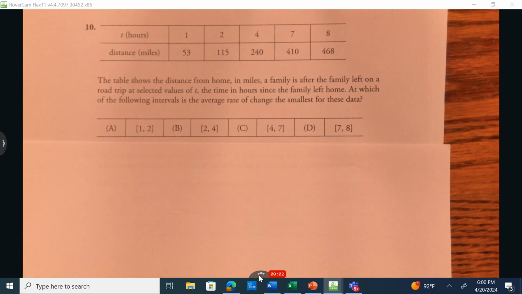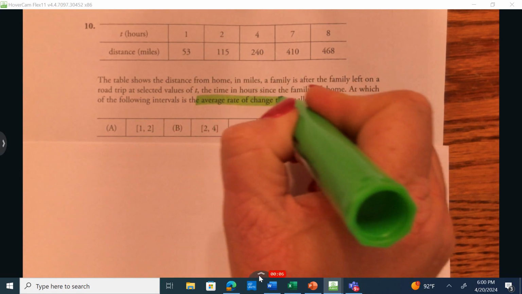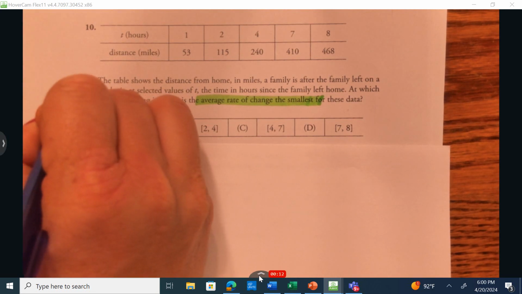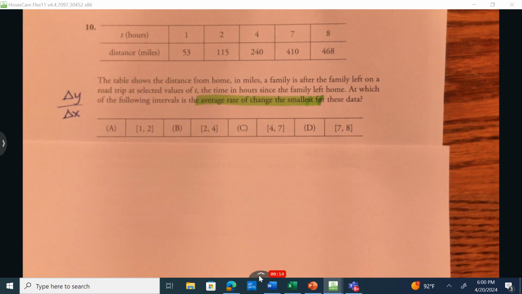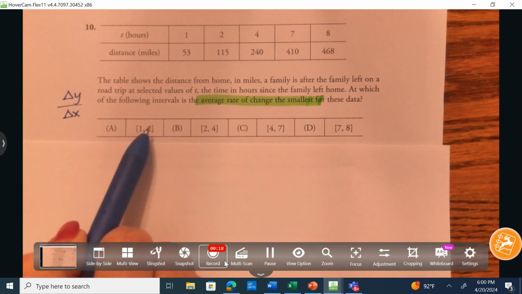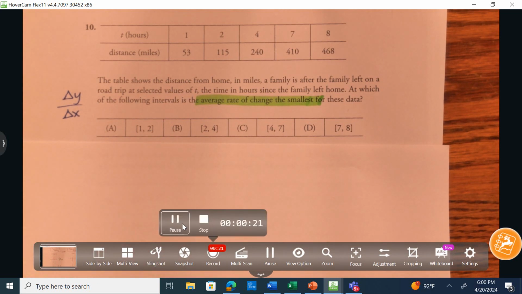So in this particular problem, we want to identify what is the smallest average rate of change. Remember, when we find the average rate of change, we're going to find the change in y divided by the change in x. Let me press pause, and I'm going to test where x equals 1 to x equals 2. So let me demonstrate part A for us.